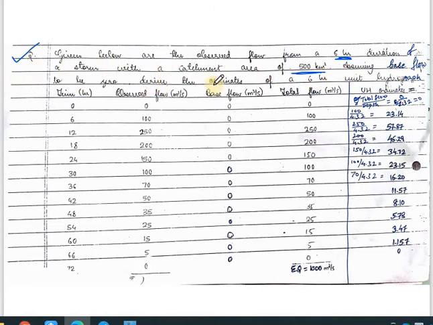So we need to derive the ordinates. We need to find out the various ordinates of a 6-hour unit hydrograph. So these things will be given. You will be provided with the time, and you will be provided with the observed flow. So these two values will be provided. The time interval, as given in the question, is 6 hours. So it will be 0, 6, 12, 18, 24, 30, 36, 42, 48, 54, 60, 66 and 72, in intervals of 6 hours.